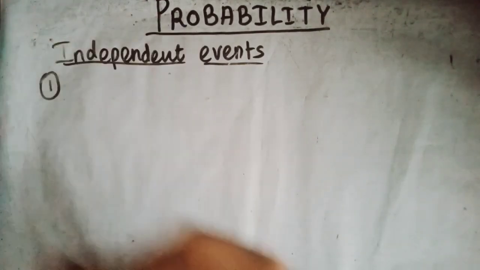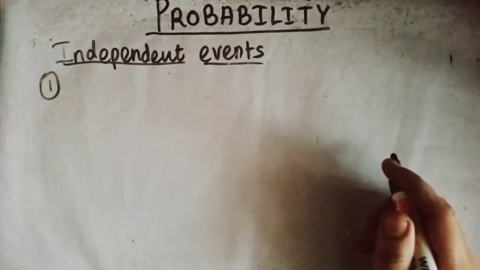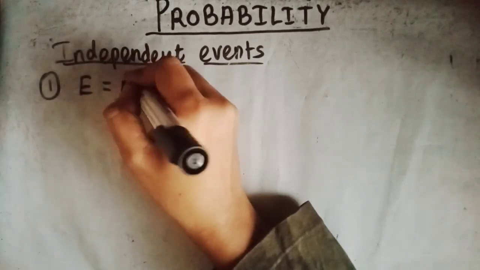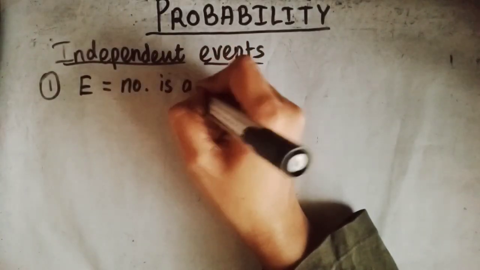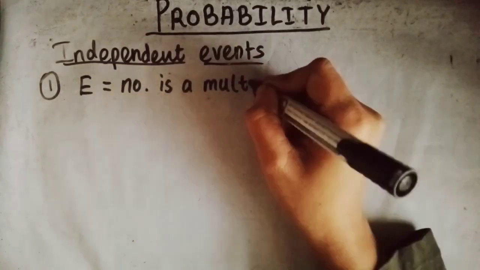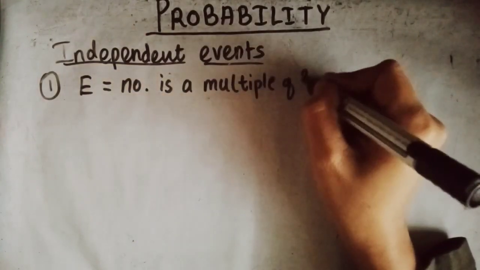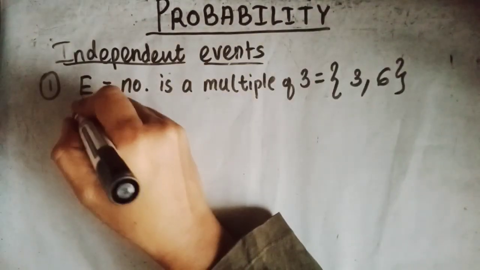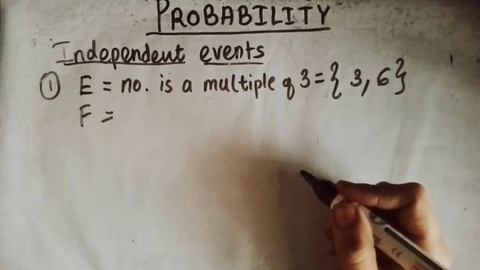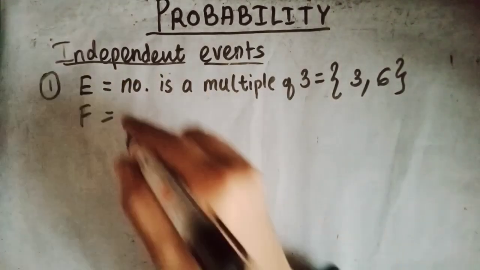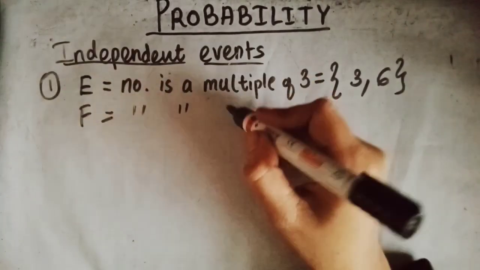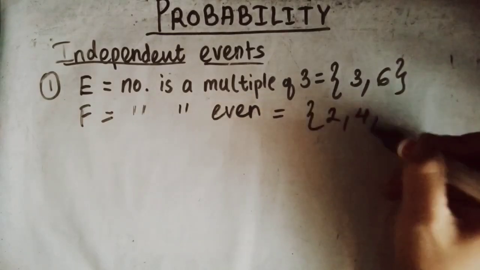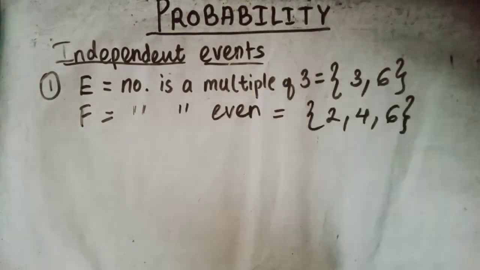A die is thrown. E is the event, the number appearing is a multiple of 3. So how many are there? 3 and 6, right? And F is the event, the number appearing is even. So how many are there? 2, 4, 6, yeah, 2, 4, 6.